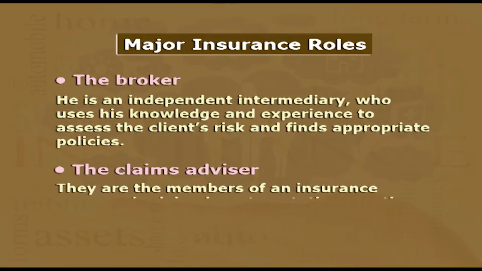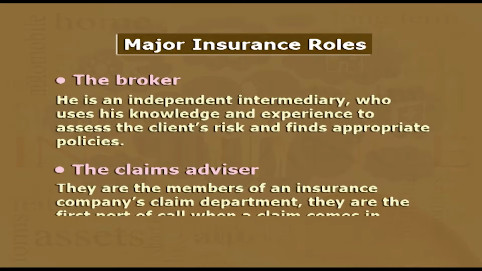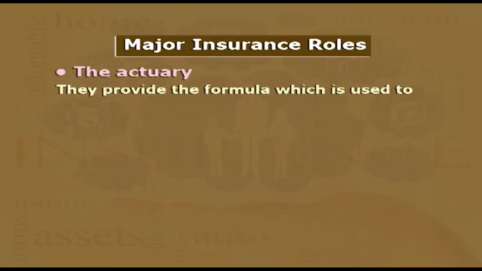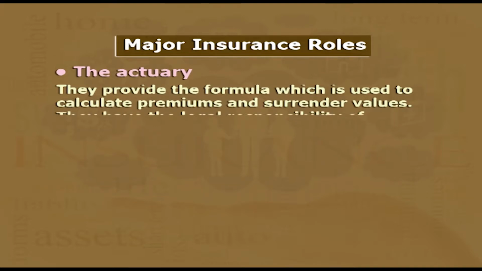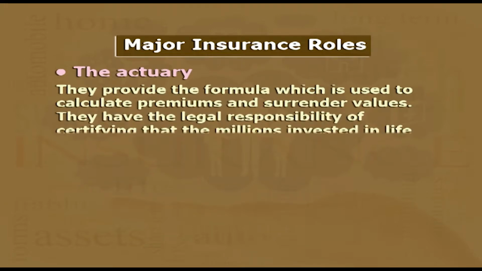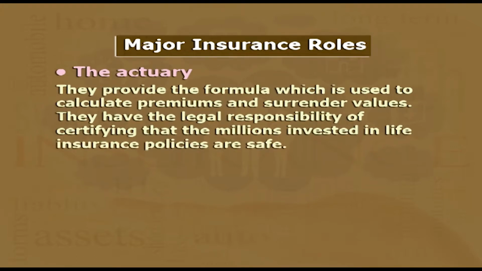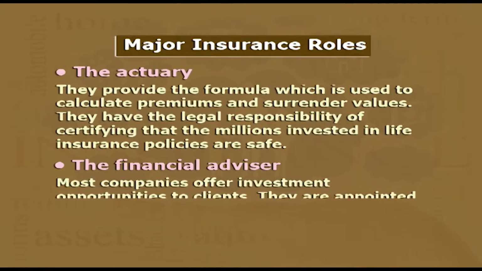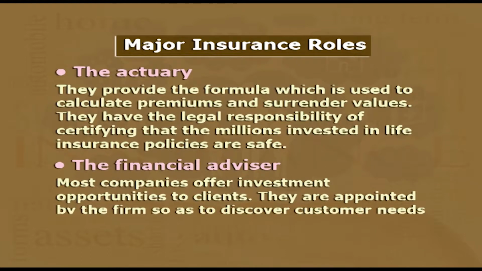The claims advisor. They are the members of an insurance company's claim department. They are the first port of call when a claim comes in. The actuary. They provide the formula which is used to calculate premiums and surrender values. They have the legal responsibility of certifying that the millions invested in life insurance policies are safe. The financial advisor. Most companies offer investment opportunities to clients. They are appointed by the firm so as to discover customer needs and offer policies accordingly.